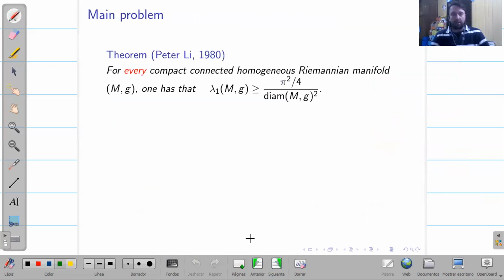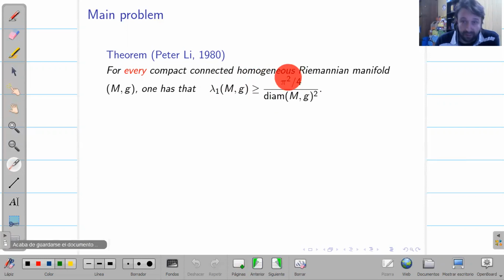So we are close to stating the problem, but first let's remember a result from 1980 by Peter Li. He proved that for every compact connected homogeneous Riemannian manifold, one has this inequality. Note that the dimension of M is arbitrary. And of course this constant does not depend on G, on M, on anything. Okay, pi squared over 4.